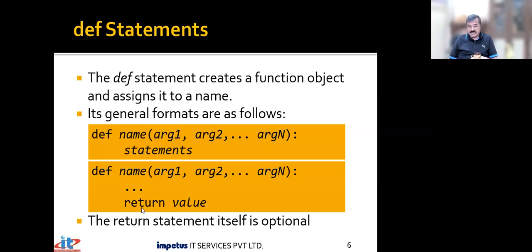So that was the second design of a function, which returns a value. But it is not compulsory for a function to return a value. Look, there is no return statement here. In some languages like C, it's compulsory to return a value.